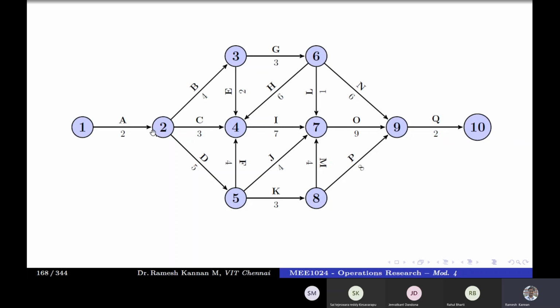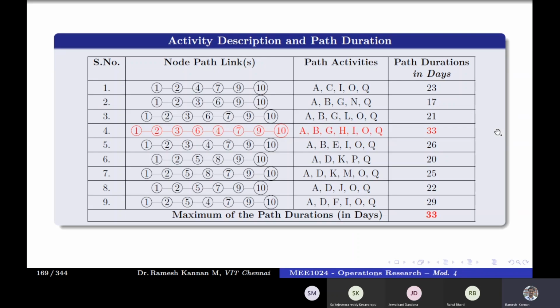But is that the maximum in the network? No. There could be a path that is the maximum in the network. For example, 1 to 2, 2 to 3, 3 to 6, 6 to 4, 4 to 7, 7 to 9, 9 to 10 costs around 33 days. So that is the longest path in the network diagram, and that path is the critical path. The one definition I can give you is that the longest path is the critical path. It is the lame definition, but the actual definition is that the critical path is the path that has critical activities.